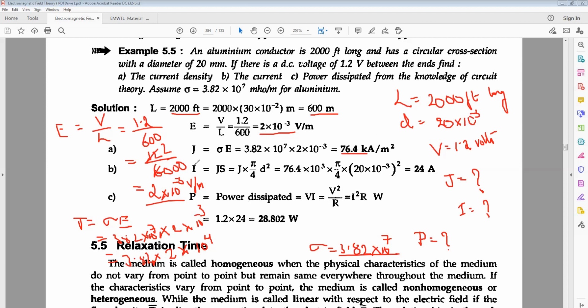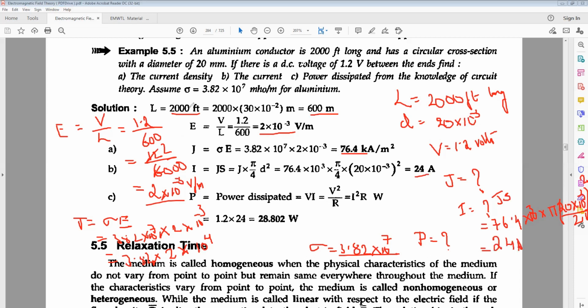Then you can also find the current. What is the current in terms of the current density J and the surface area S? I = J × S. What is the J we got now? 76.4 kilo, and kilo means 10^3. And S, the surface area given in terms of the diameter, is πr², nothing but π(D/2)². D is given as 20 × 10^-3 divided by 2, whole square, because it's actually πr². Simplifying this function, we get the current as 24 amperes.